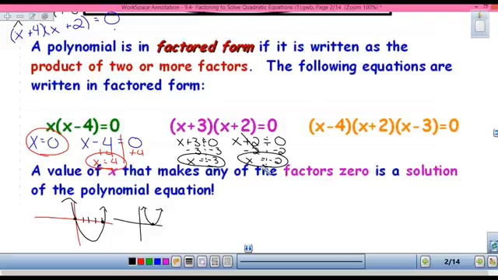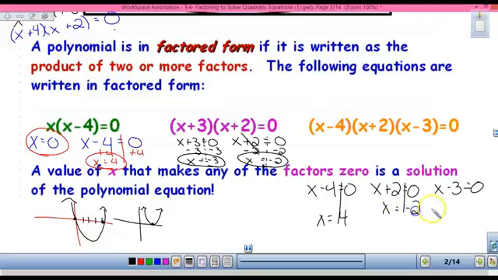All right, so how are we setting these guys up? X minus 4 equals 0. X plus 2 equals 0. And x minus 3 equals 0. So here we have x equals 4, x equals negative 2, and x equals 3. And yes, I understand that there's 3 solutions. This isn't a quadratic. Yes, sir.